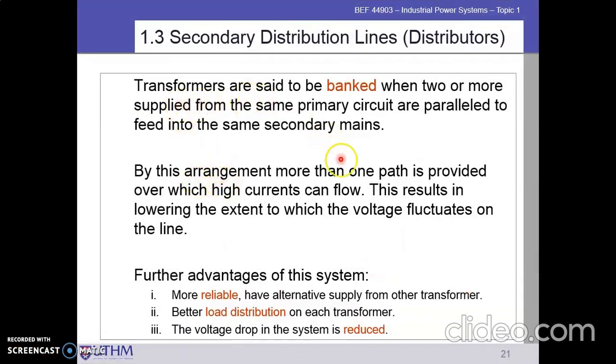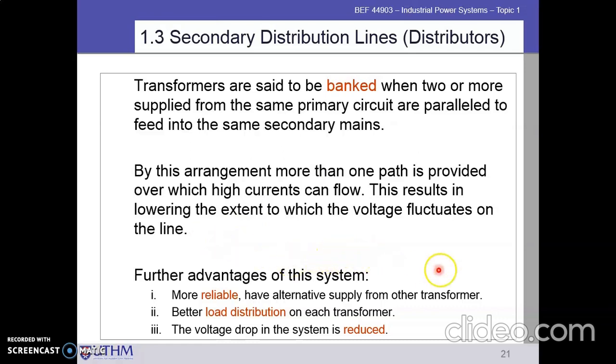Okay, transformers are said to be banked when two or more supplies from the same primary circuit are paralleled to feed into the same secondary mains. By this arrangement, more than one path is provided over which high currents can flow. This results in lowering the extent to which the voltage fluctuates on the line.